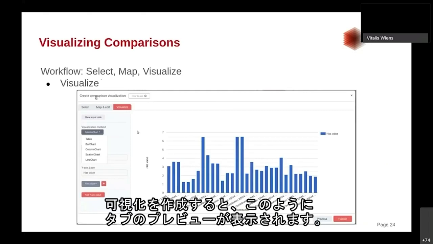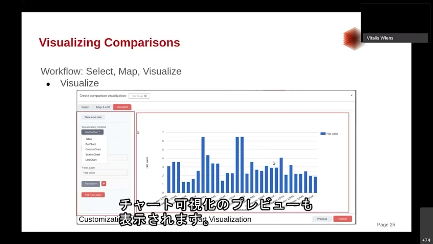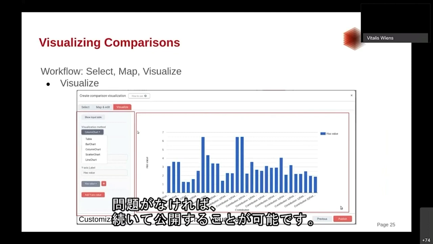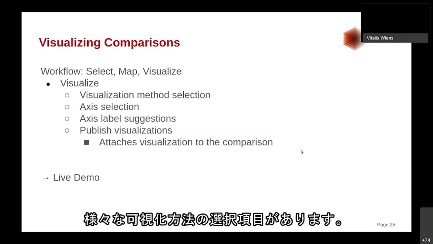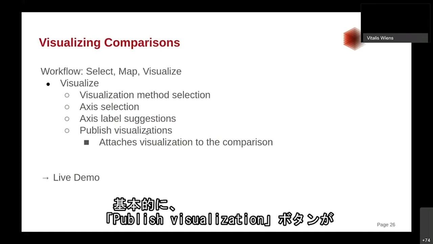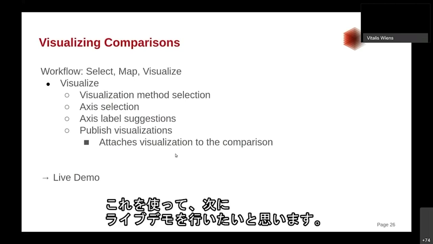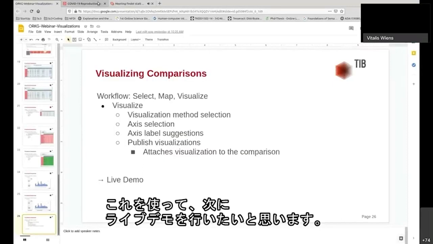When we create a visualization, this is a preview of the tab where we will have some customization options, and then we will have the preview of the chart visualization. When we are satisfied with our visualization, we can then publish it. So we have different visualization method selections. We have axis selections, and we can also have axis label suggestions. And basically, the publish visualization button attaches this visualization to the comparison itself. So with this, I would like to go to the live demo.